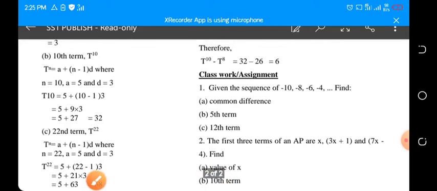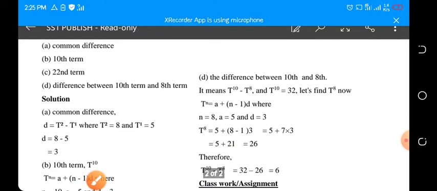Is that taken? Now the last one says you should find the difference between the 10th and the 8th terms. And mind you, we've gotten our 10th term here, which is 32. The only thing we need to do now is to find the 8th term, and with the formula, T8 equals 5 plus (8 minus 1) times d. And if you work it well, you get 26.